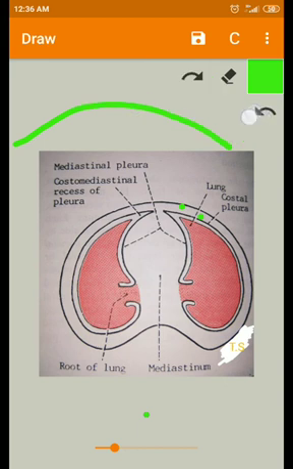Coming to the pulmonary pleura, this pulmonary pleura develops from the splanchnopleuric layer. So parietal is the somatopleuric layer, whereas the pulmonary one is developed from the splanchnopleuric layer of the lateral plate of the mesoderm. That we are going to see in embryology.